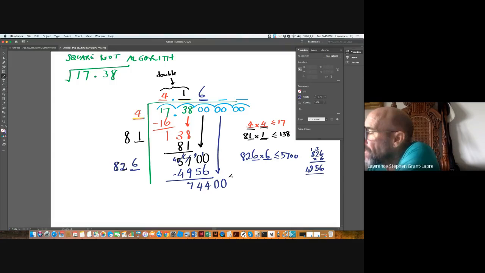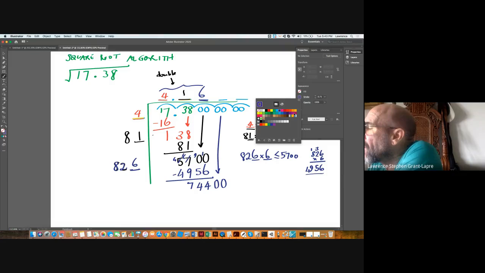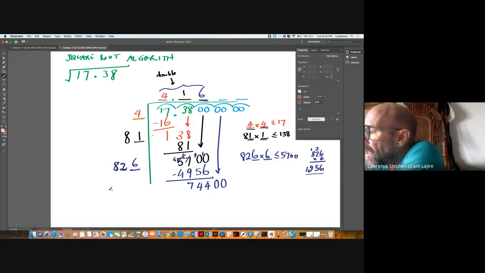Now we've got 74,400. And we double the number up top. Double the number up top. You get 832. Okay, let's use a different color here. 832. That gives us 8,320 something times something. 8,320 something times something would be less than or equal to 74,400.